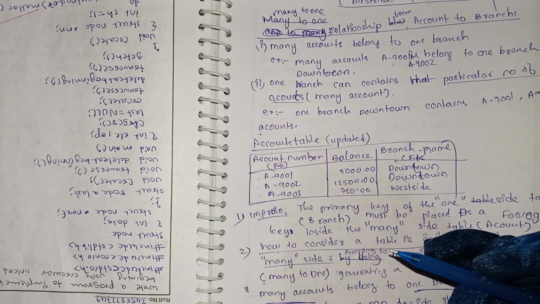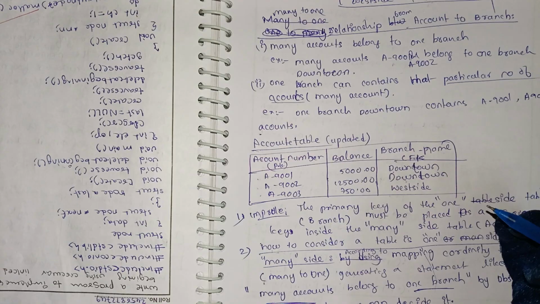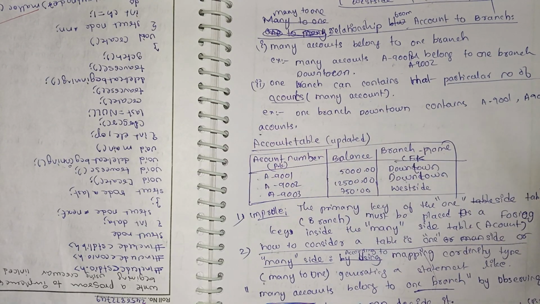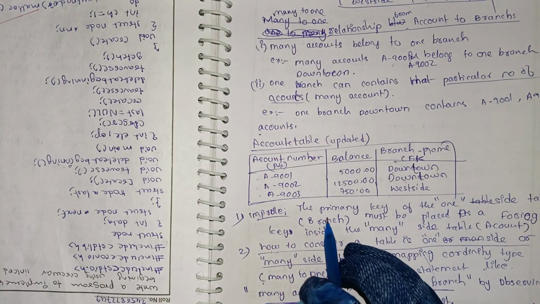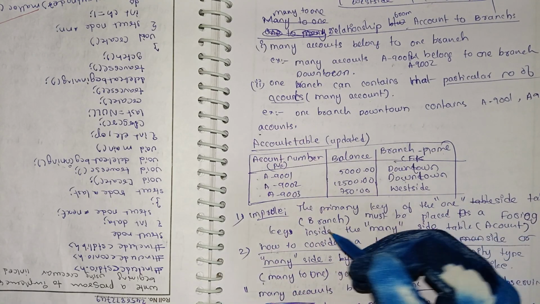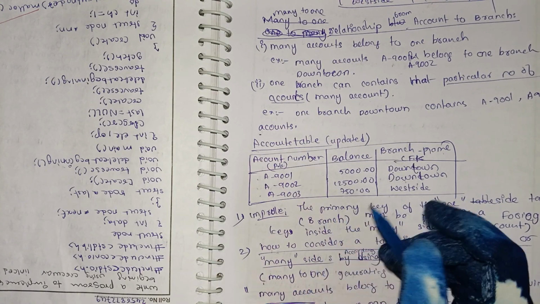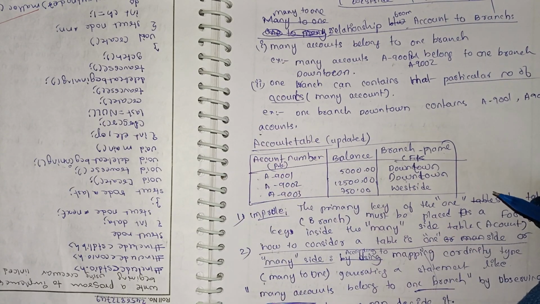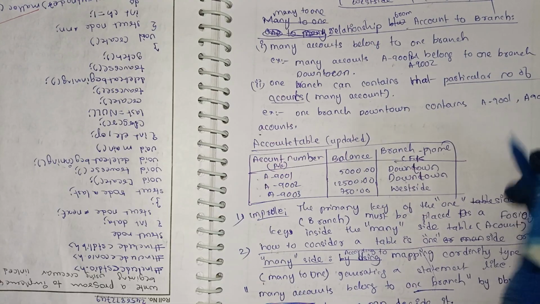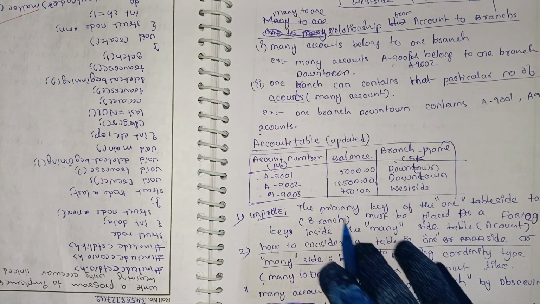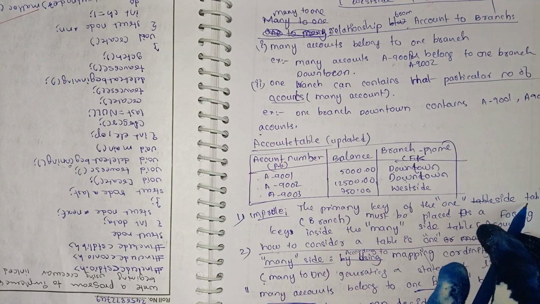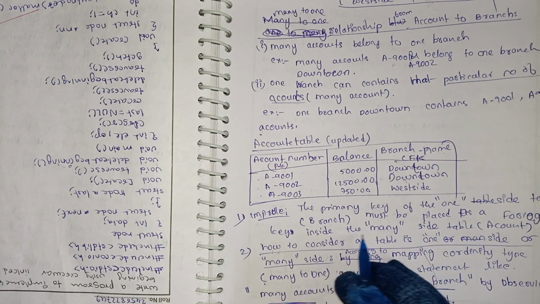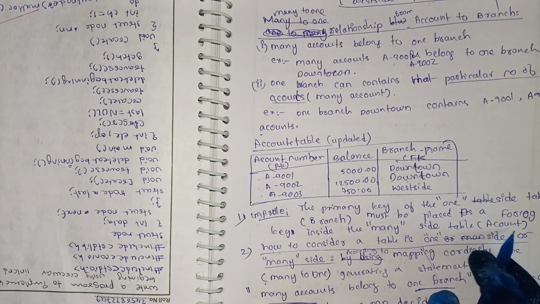So we can decide where to put the foreign key and from which table, to establish the relationship type, that is many to one. So the rule is the primary key of the one side table must be placed as a foreign key inside the many side table, account.